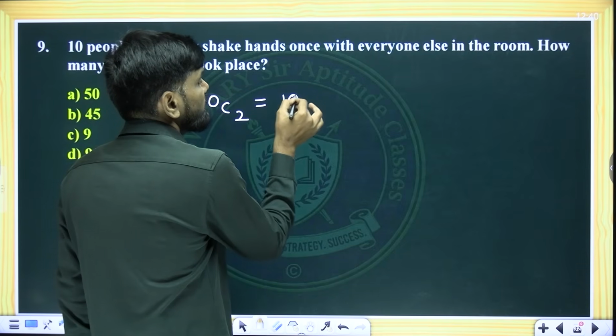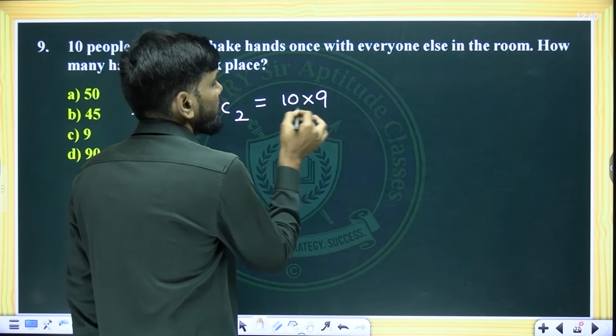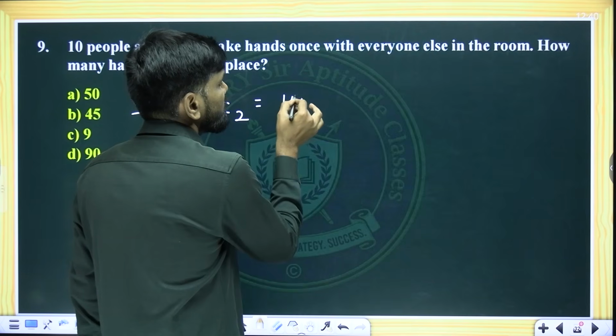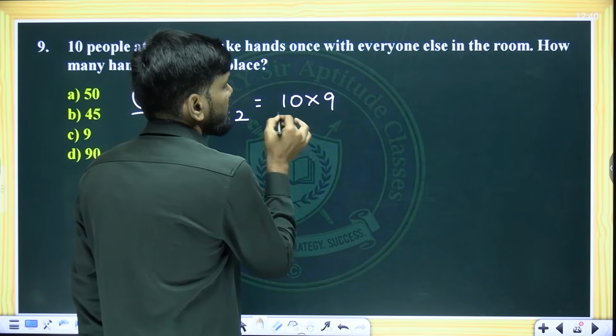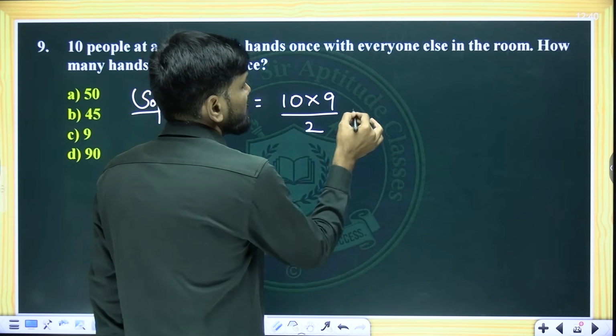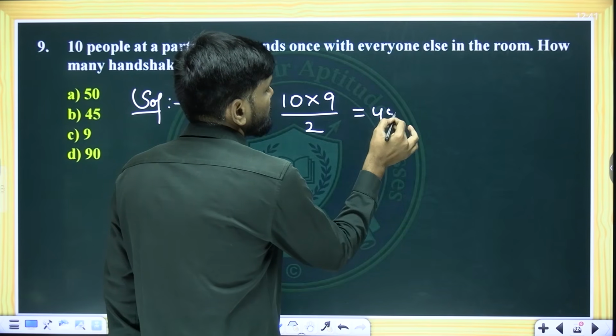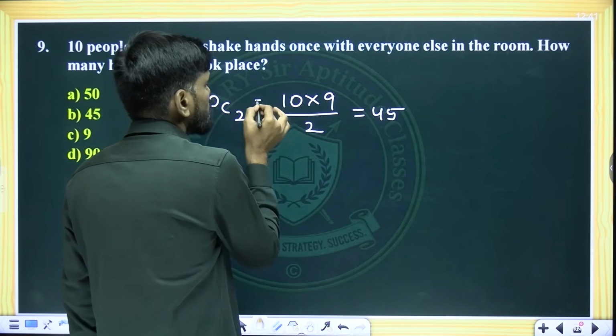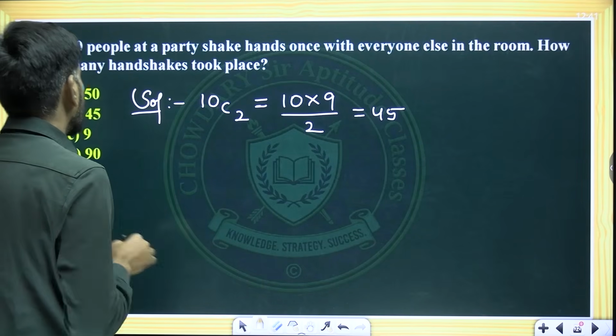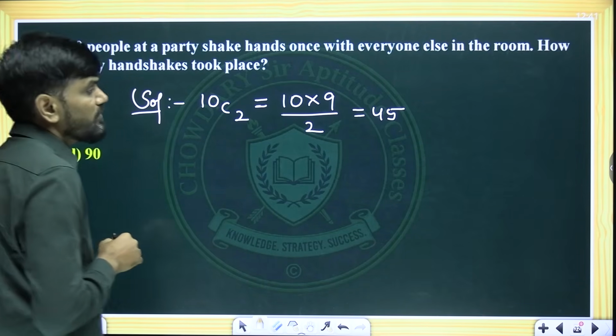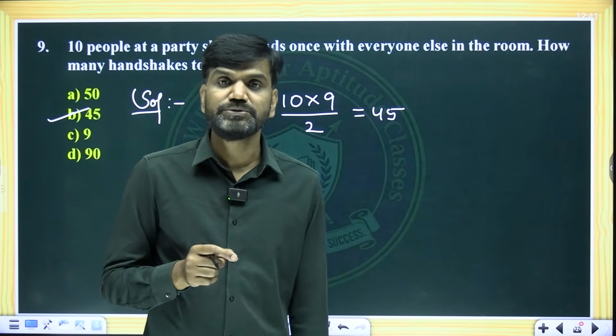That's why it is n into n minus 1 by 2, 10 into 9 by 2 into 1. 10 into 9, n into n minus 1 by 2, that will give you how much? 45. As I can see, the total number of handshakes in the meeting would be 45. And that should be option B.